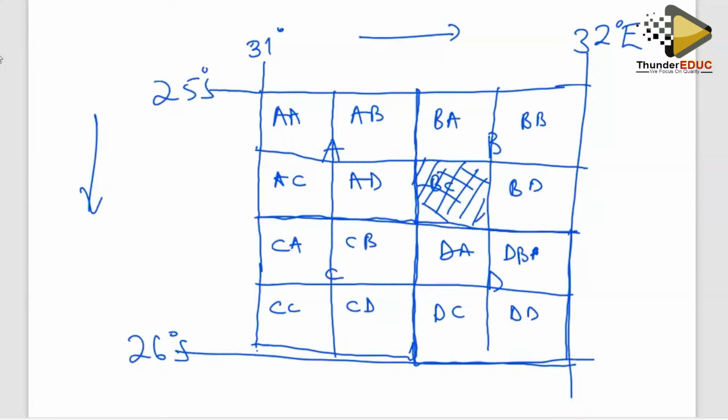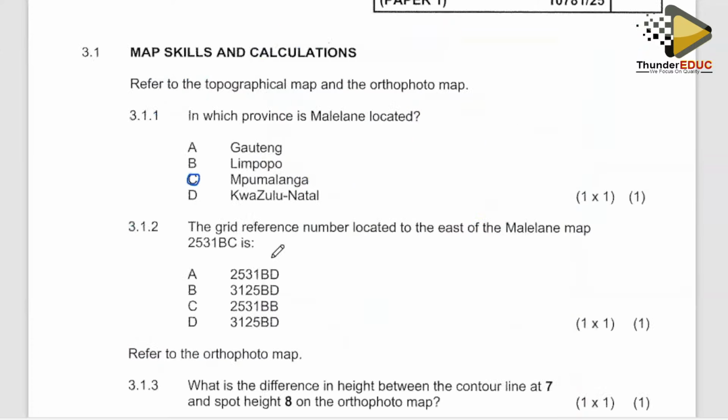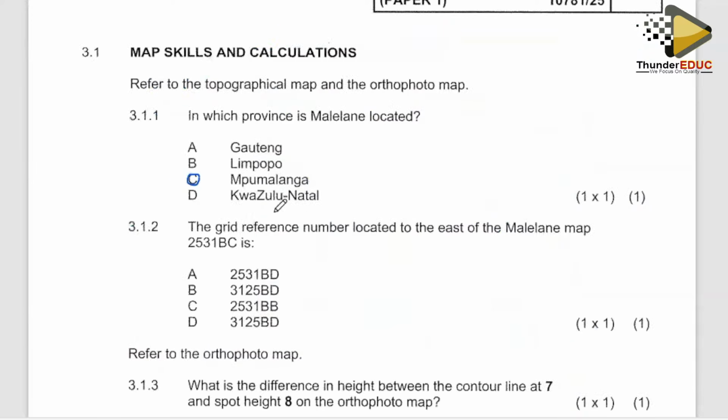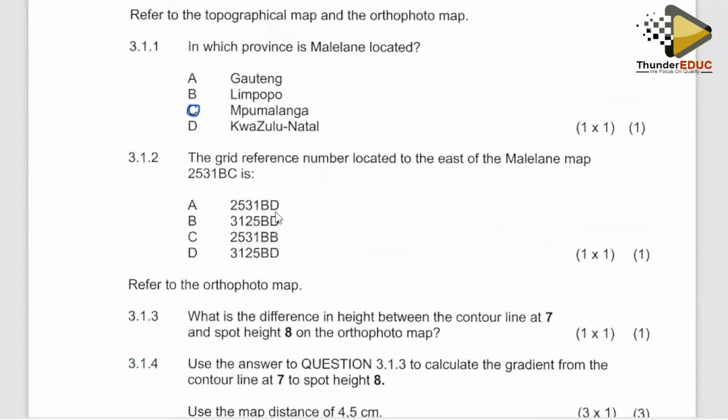Our question is saying, give the map reference of a map which is located to the east. So we come to our map here. Where is our east? We understand to the left is our western side, and this is our east. So we want a map to the east. So our map reference is 2531 BD, according to our findings there. So our correct response is BD, which is item number B.